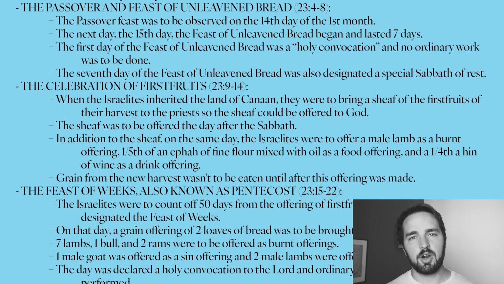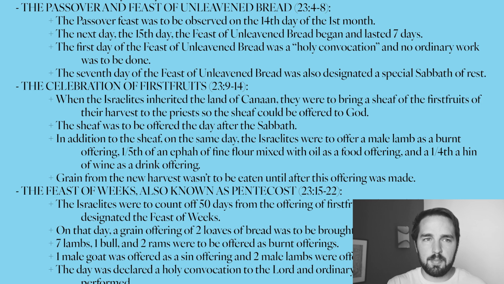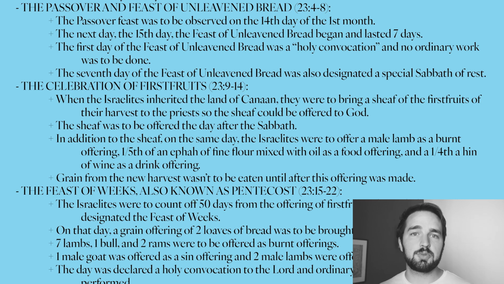The sheaf was supposed to be offered on the day after the Sabbath day. And in addition to this sheaf, the same day, the Israelites were supposed to offer a male lamb as a burnt offering, a fifth of an ephah of fine flour mixed with oil as a food offering, and a quarter of a hin of wine as a drink offering. So the grain from their new harvest wasn't supposed to be eaten until after they had offered this sacrifice.